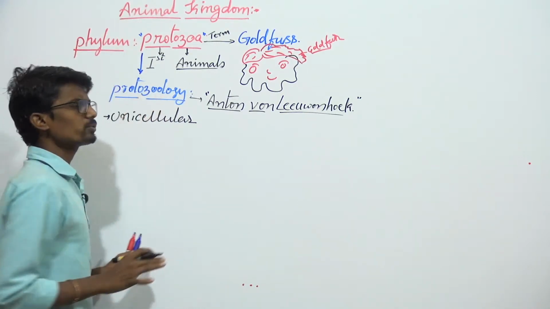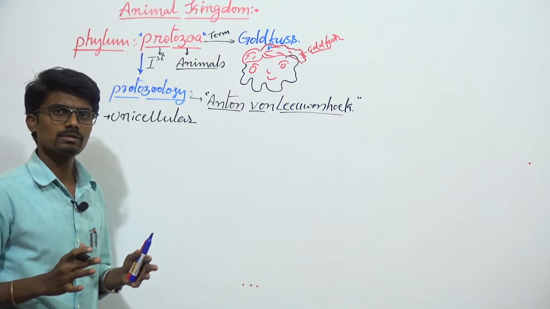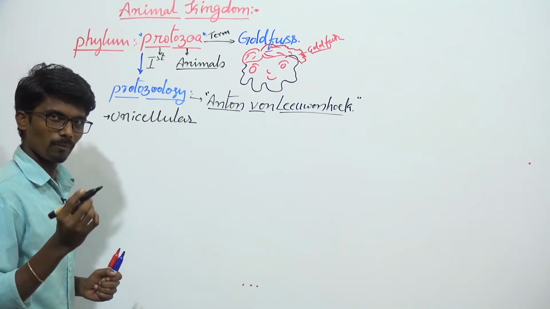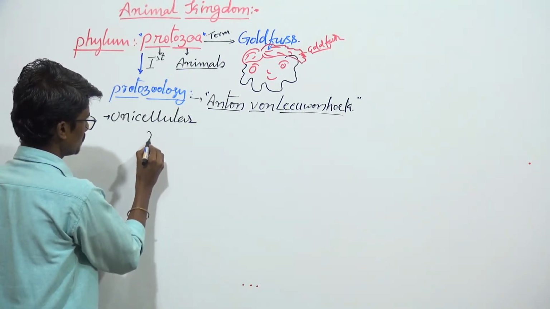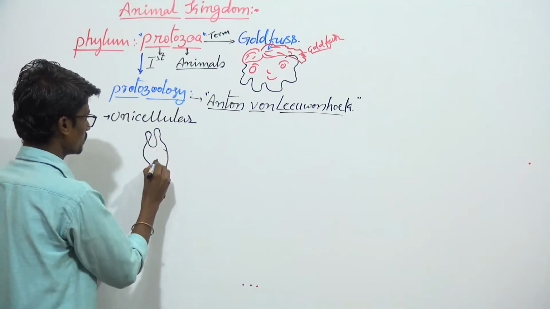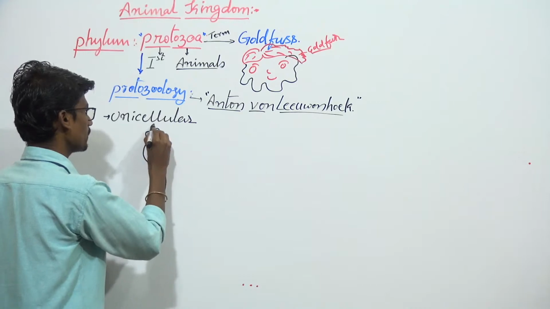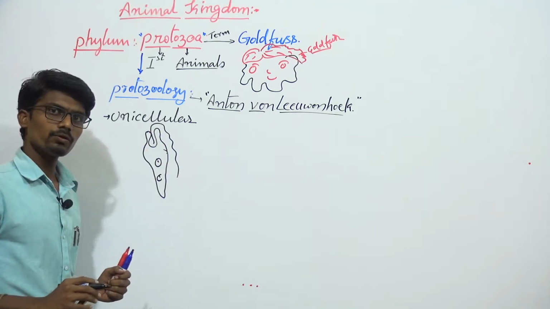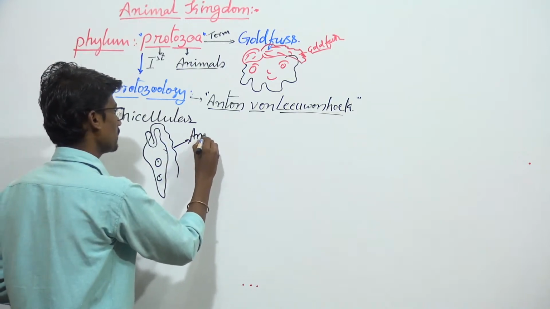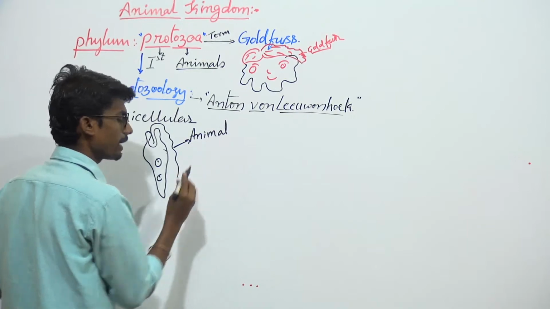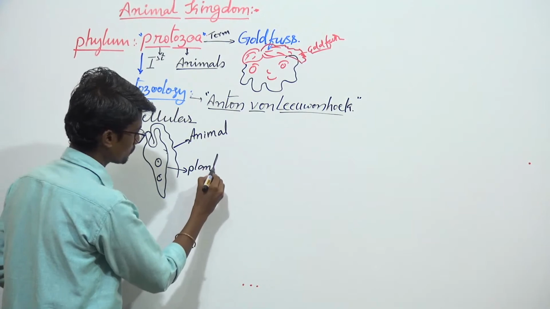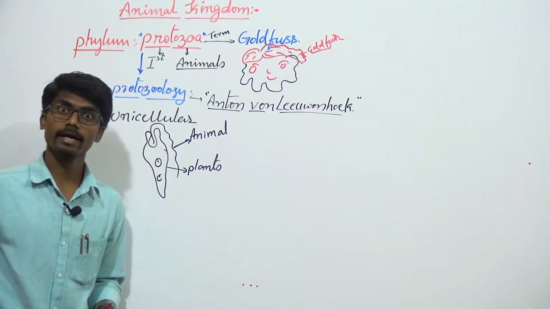Later, these protozoans can show different kinds of characters. For example, take one common example, that is Euglena. This is what? Euglena. And this Euglena can behave like an animal as well as like a plant. It can show both characters.